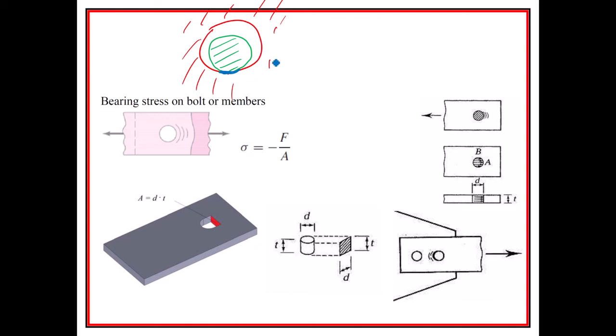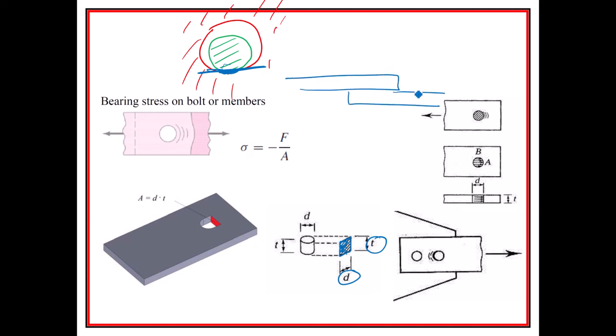But we make an assumption that instead of having this localized stress, we're going to push it across this entire width, and that it's going to be projected as a rectangle or a square right here. That's going to be with the area of D, the diameter of the bolt, times T, the thickness of the plate. And that stress is going to be both on the bolt and on the plate, and it could be on 2 different plates, right?